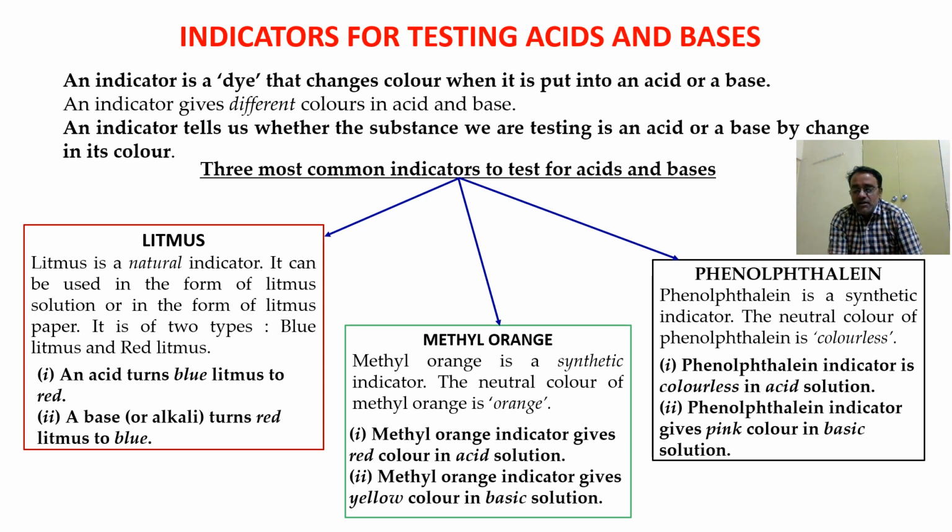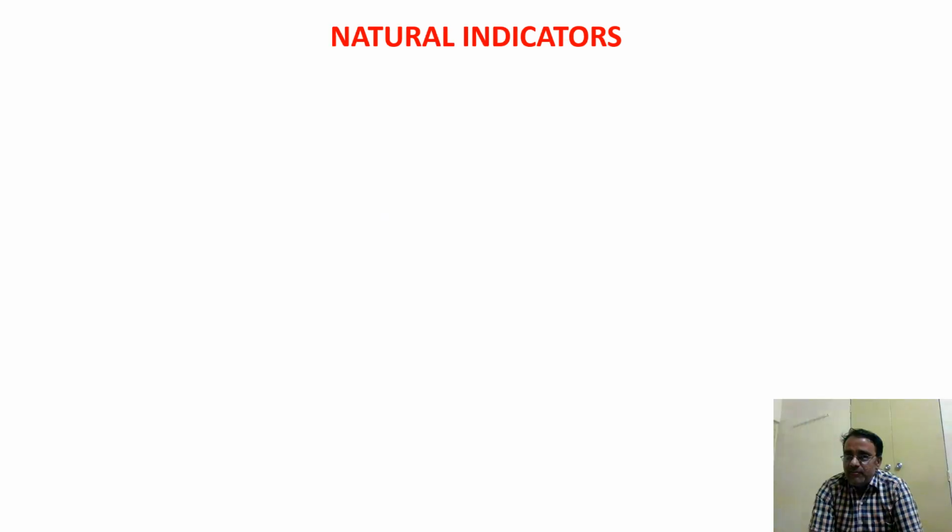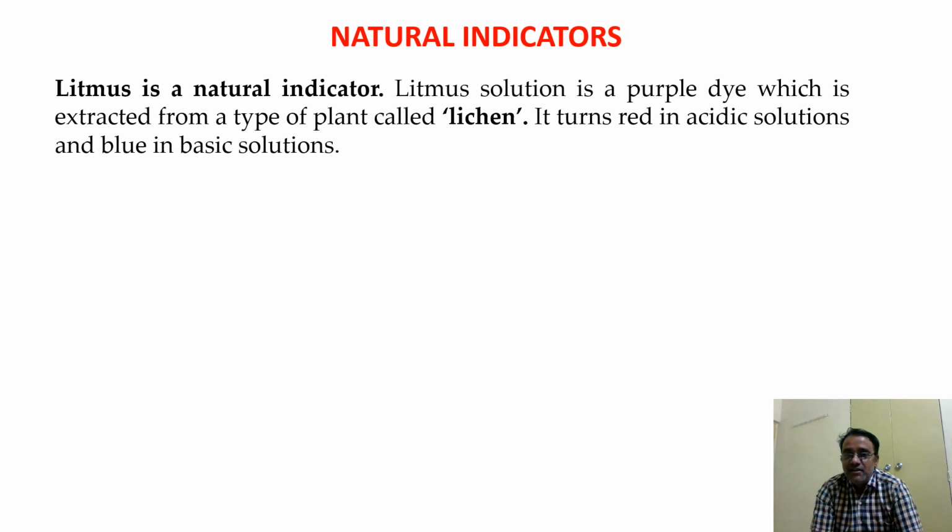Now let us move towards our next main topic, natural indicators. There are various types of natural indicators. We are going to discuss some of them. We have already seen the first one, that is litmus paper or solution. Litmus is a natural indicator. Litmus solution is a purple dye which is extracted from a type of plant called lichen. It turns red in acidic solution and blue in basic solution.